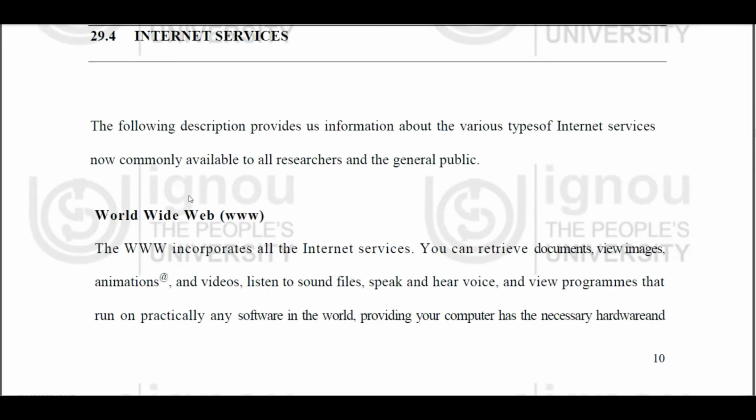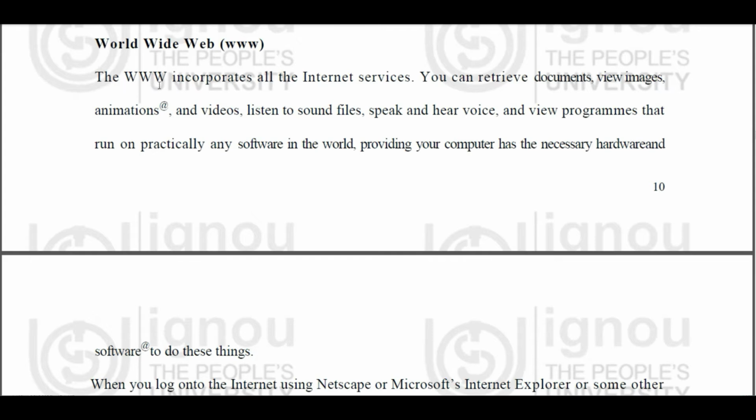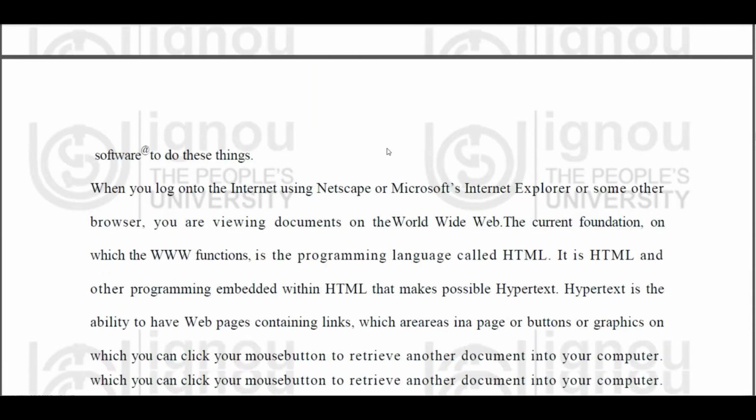Internet services. The following descriptions provide information about the various types of internet services now commonly available to all researchers and the general public. World Wide Web, WWW. The WWW incorporates all the internet services. You can retrieve documents, view images, animations, and videos, listen to sound files, speak and hear voice, and view programs that run on practically any software in the world, providing your computer has the necessary hardware and software to do these things.